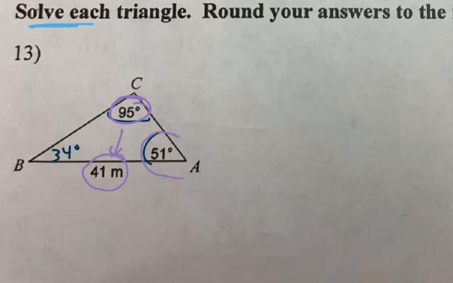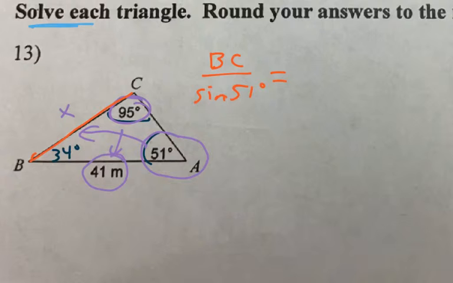I originally was given 51 degrees there, right? Well, guess what? I now can find this missing side. You could call it X. You could call it BC. Right? I'm going to go ahead and call it BC. This side, do you agree, goes from B to C. So I know that BC goes with the sine of its opposite angle, which is 51 degrees. And that's going to equal the 41, which is opposite its angle, the sine of 95 degrees.